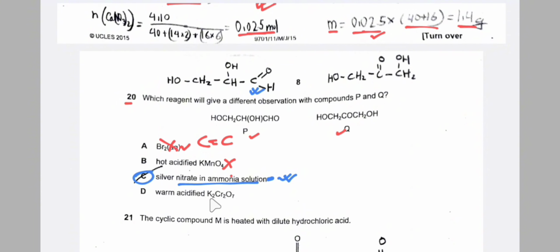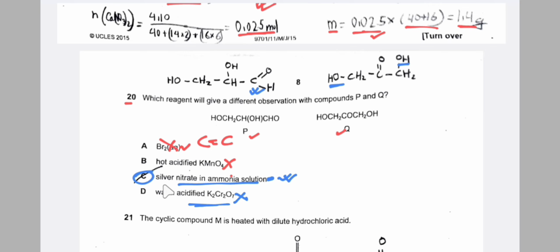Then warm acidified K2Cr2O7. It also causes oxidation. Alcohols are oxidized, and this aldehyde is also oxidized to form a carboxylic acid, while the other alcohol is also oxidized. So both of these would be oxidized, and so it cannot be used to differentiate them. That's why it is wrong.